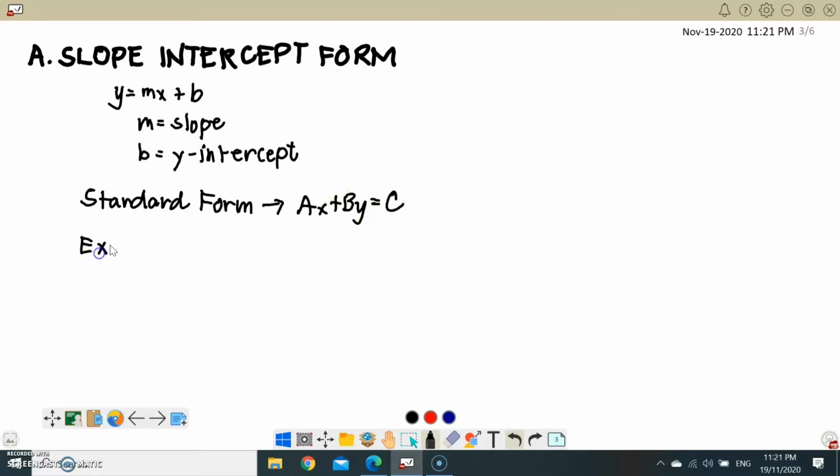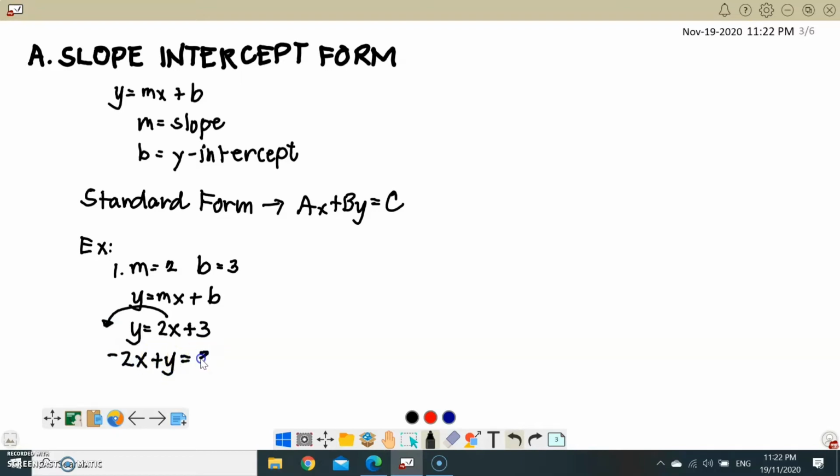Let's say for example, number 1. Slope is equal to positive 2. Y-intercept is equal to positive 3. Now find the equation of the line. So using the formula y is equal to mx plus b, we're going to substitute the values of the slope and y-intercept, thus giving us y equals 2x plus 3. If you notice, we already have our equation, but it is written in slope-intercept form, so we need to transform it into standard form. So we're going to transpose 2x to the other side of the equation, giving you negative 2x plus y is equal to positive 3.